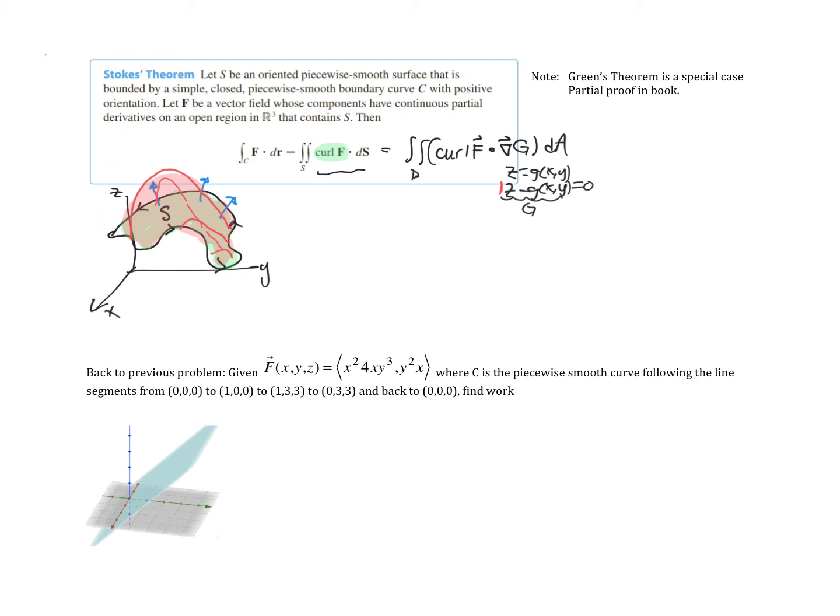But let's go back to the example that we did previously, and then we'll come back and talk about physically why it seems reasonable that this would be the case. Okay, in our example, our curve went from the origin, out 1 unit, up, over, and down.